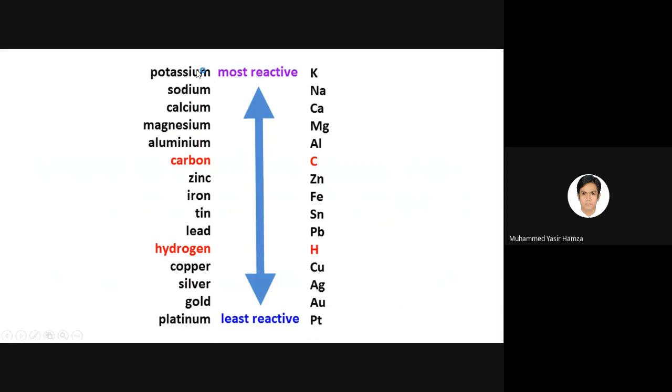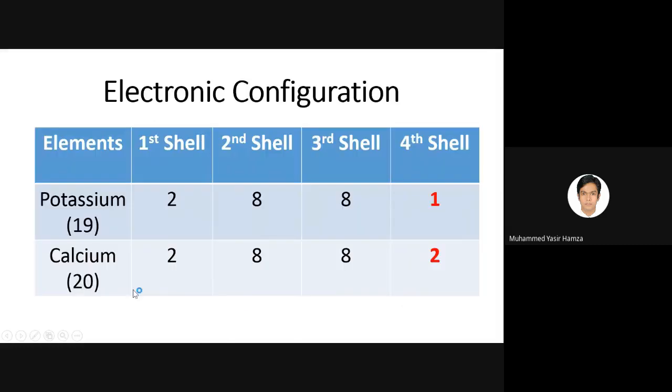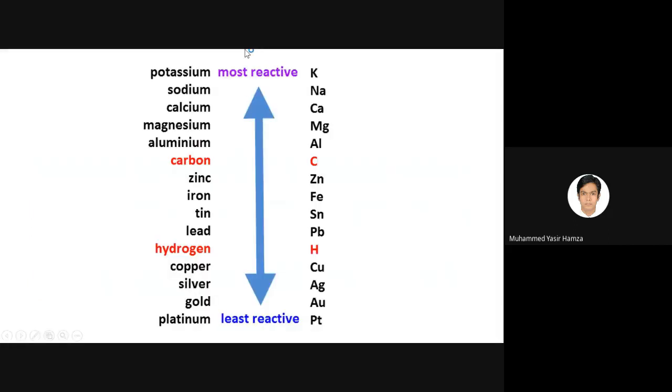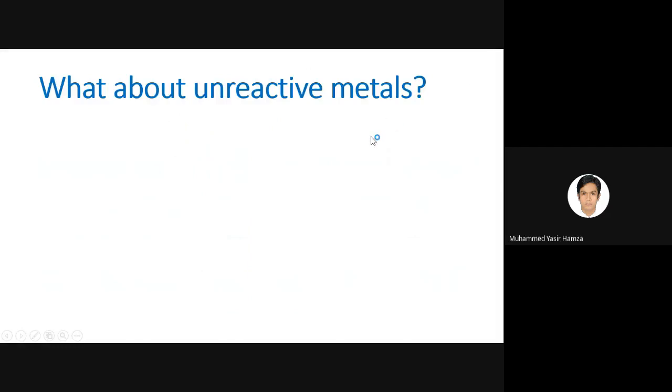There are actually so many factors to determine which metals will take which place, right? This is one factor that I have discussed: the element which can remove or donate its outer electron easily will take its place at the top. There are so many other factors which determine the position of these metals in the reactivity series. So what about unreactive metals?